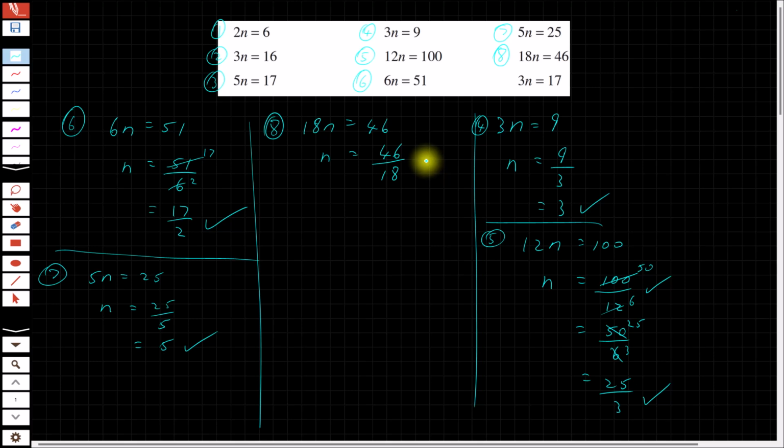Let's simplify this fraction a little bit. 2 into 18 goes 9 times, and 2 into 46 goes 23 times. So we have 23 over 9.